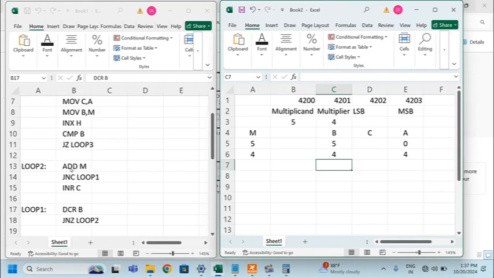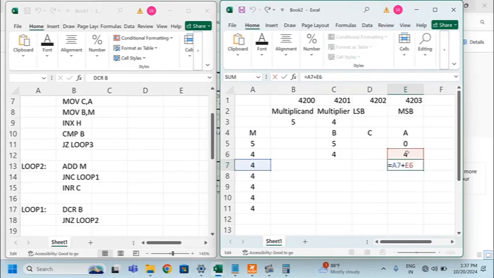Loop 2, what is there? Add M. What is in M? M is 4. So we are just adding M with the accumulator. Accumulator is nothing but 4. So the 4 is maintained here. This formula I am just simply copying. So 8 is the content. 4 plus 4. A simple formula I have written in Excel. Let us see whether it's working.